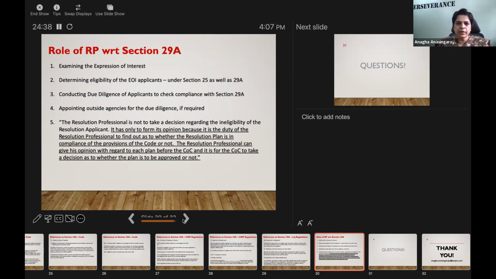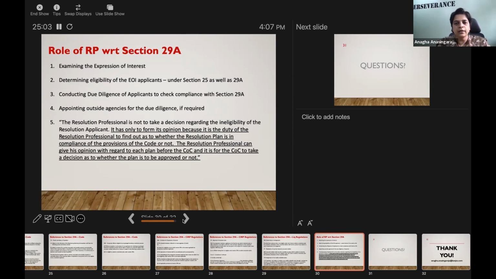Conducting the due diligence of applicants to check the compliance with 29A. Appointing outside agencies for the due diligence if required. If we feel that it's a complicated case and we may not be able to rely only on a desktop search, then it is better to appoint an outside agency and get a third party certified report on which we can rely. Of course, we will do our own due diligence to whatever extent is possible for us.